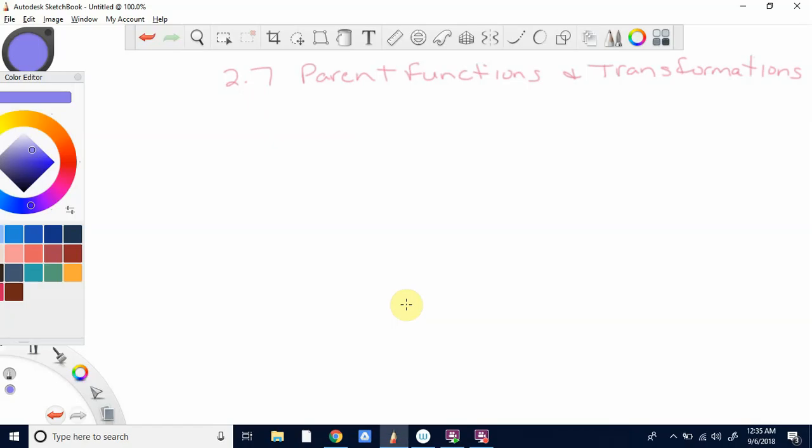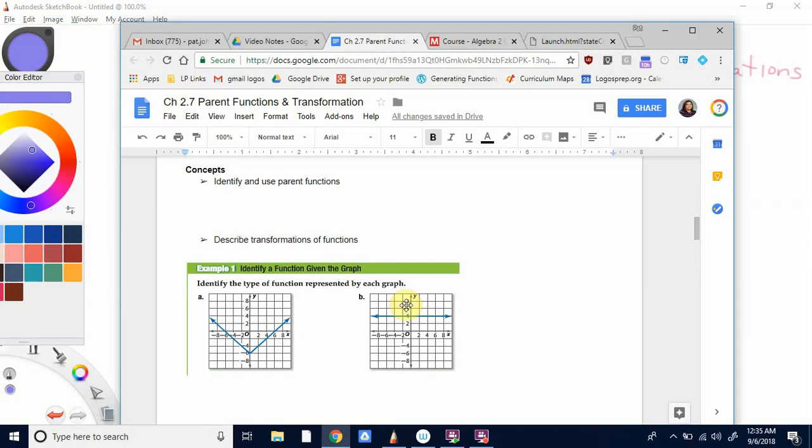Hello, this is 2.7, Parent Functions and Transformations. What are we going to do in this section? Well, let's look at our notes. We're going to identify and use parent functions, and we're going to describe transformations of functions from the parent function. Okay, so let's start with our vocabulary.